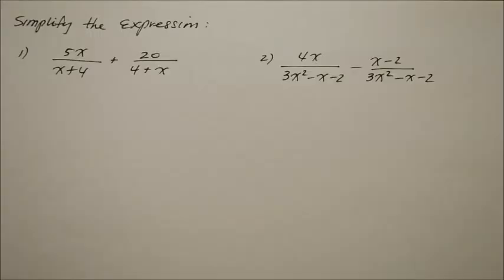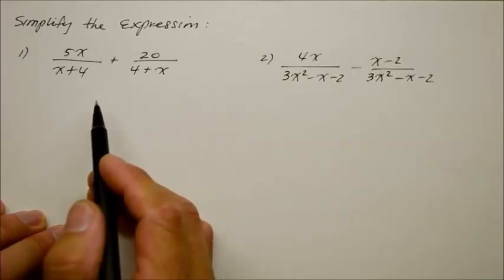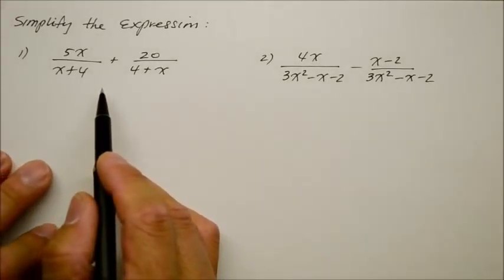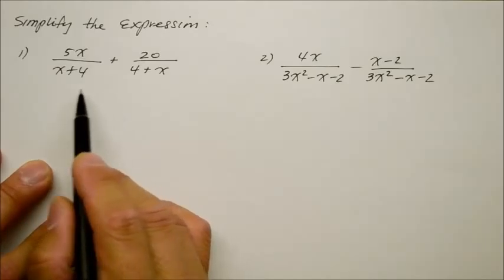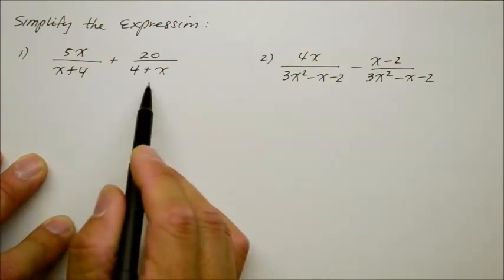Hi! This instructional video is another in the series on simplifying rational expressions, and this time we're going to deal with adding and subtracting rational expressions with like denominators. Like denominators. Let's look at number 1. Oh, they are not like denominators, but that's an easy fix.